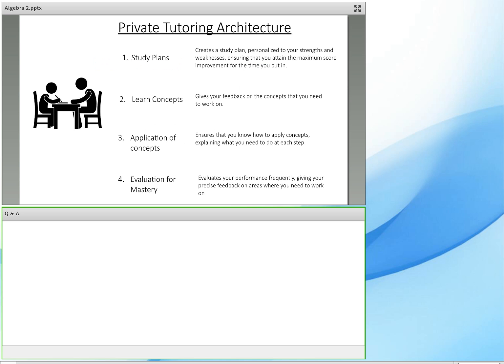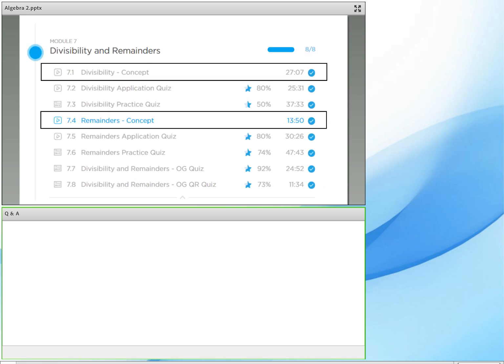The next step is learning concepts. Okay, a good private tutor, remember, teaches you concepts and gives you feedback which is personalized to you. The e-GMAT learning architecture is designed just to do that. We have specific concepts. This is, for example, your divisibility and remainders module. You see your specific video lessons, and within the video lesson, which I'm going to show you a bit later on, you actually have specific feedback areas.